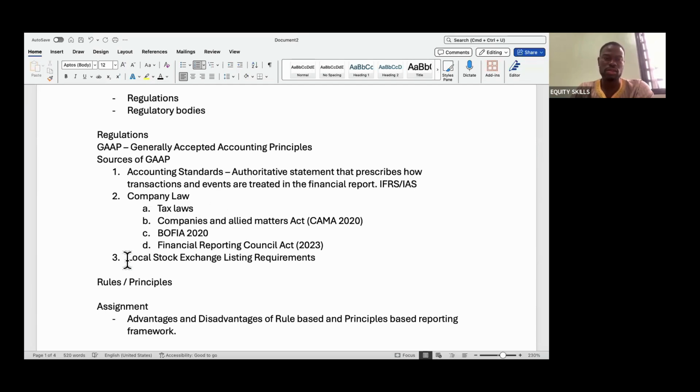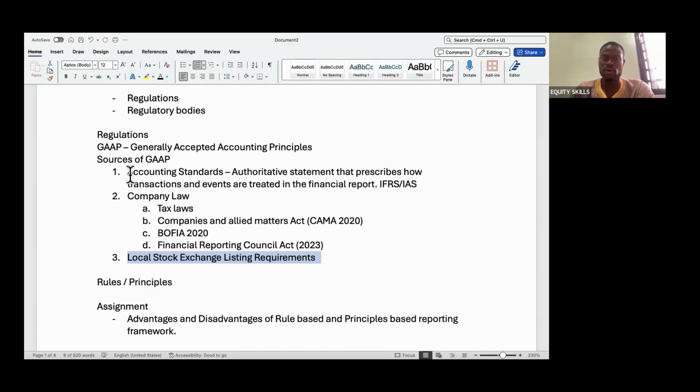And also, aside from company law, there's the local stock exchange listing rules or listing requirements, which are basically rules developed by SEC for companies that are listed. These rules require them to meet certain conditions before they are listed. And when they are listed, they must continually comply with these rules in terms of reporting. So it is a GAAP because it has serious impact on the shape and form of their reports. So this is the GAAP.